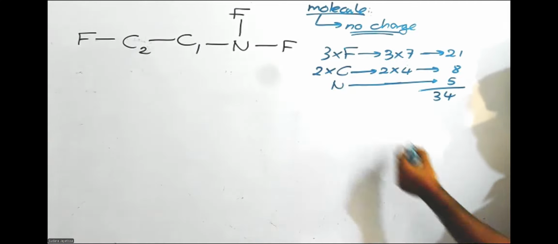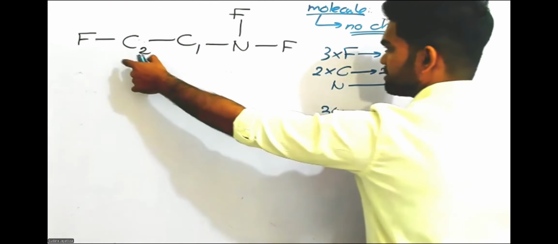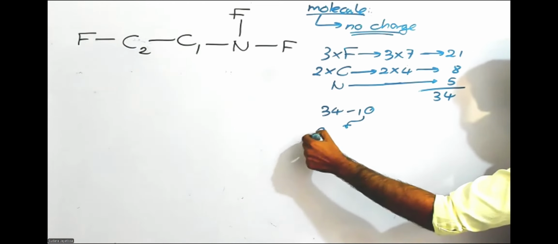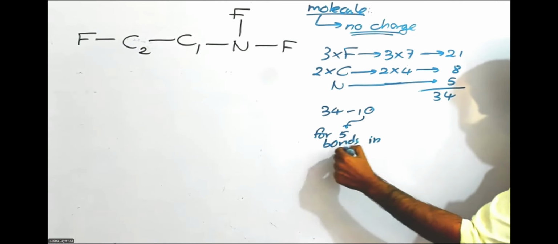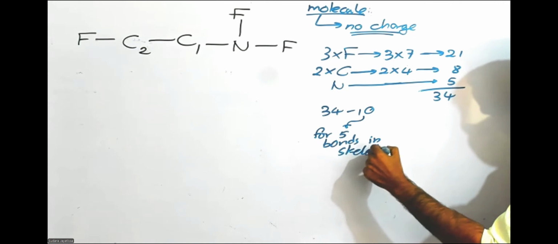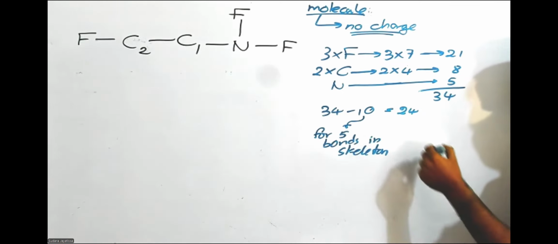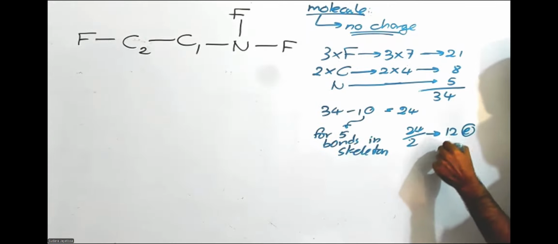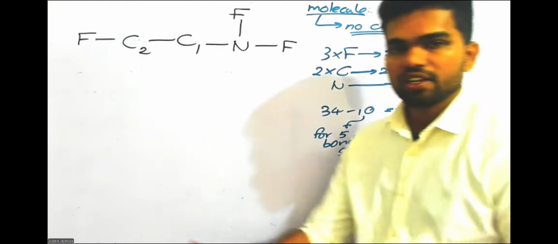From those 34 electrons, you have to subtract 1, 2, 3, 4, 5. There are 5 bonds in the skeleton, so 10 electrons. So then you will be left with 24 electrons. Divide that 24 by 2, and then you will get 12 electron pairs. Those 12 electron pairs you have to distribute.